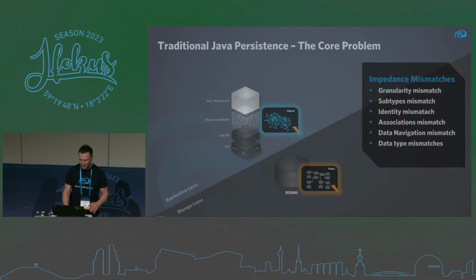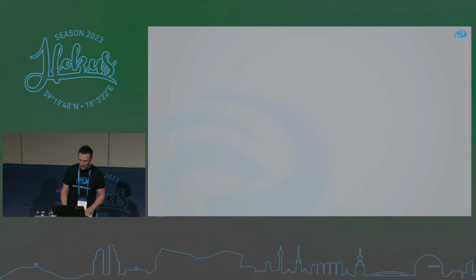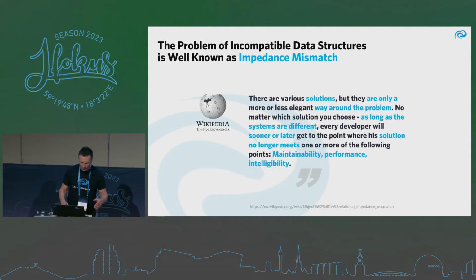And by the way, we talk about impedance mismatch here. So there are various impedance mismatches. Why do objects and the Java object model not fit the relational model? Because there are no subtypes in the relational model. The object model is more granular than the relational model, and so on. So there are various impedance mismatches, and this is the same problem with NoSQL databases. Of course, we can read on the internet about this topic. For instance, there is a great article on Wikipedia about impedance mismatch.